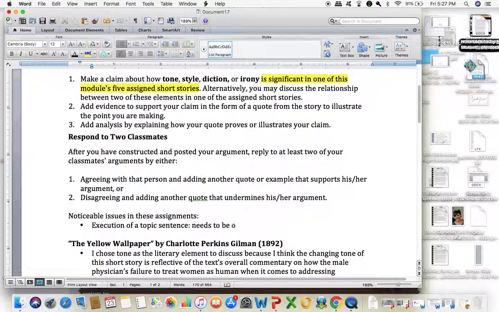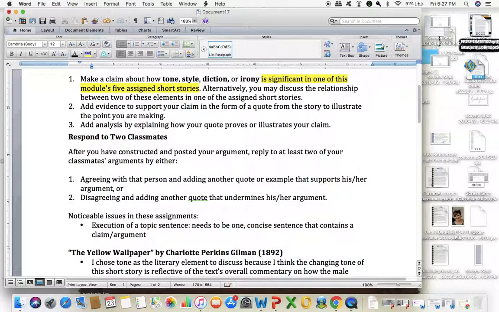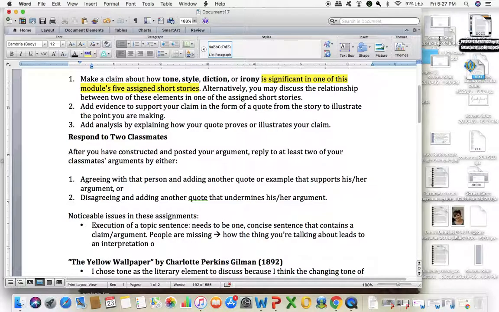needs to be one concise sentence that contains your claim or your argument. What people are missing is how the thing you are talking about is or leads to an interpretation of the text. That's where I highlighted this up here: make a claim about blank and how it's significant in one of the short stories.